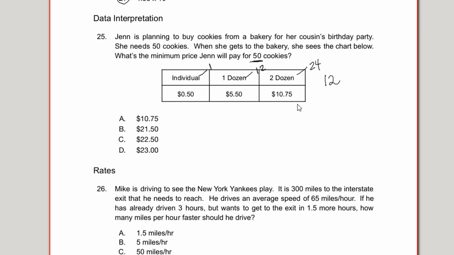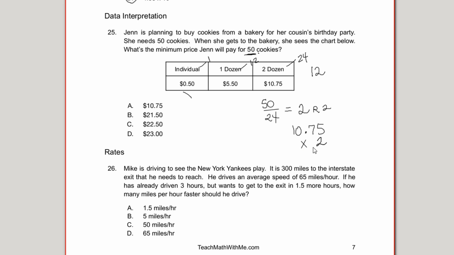What I want to look at, because it looks like per unit we can get a cheaper value at $10.75, is to divide 50 by 24, and we know that's going to go 2 with a remainder of 2, because 2 times 24 is 48. So we can get 2 dozen at $10.75, and we need 2 of those.